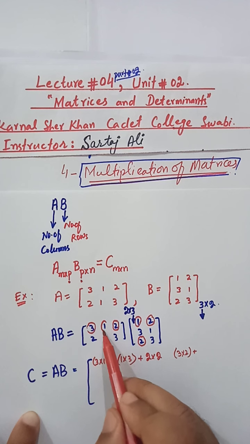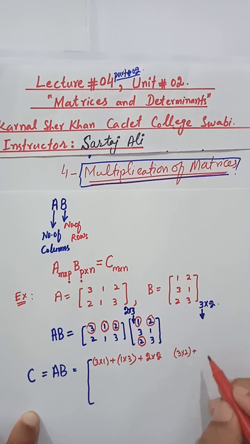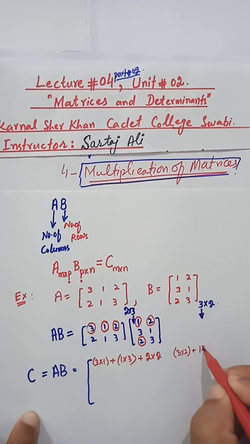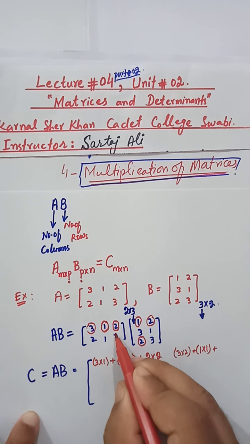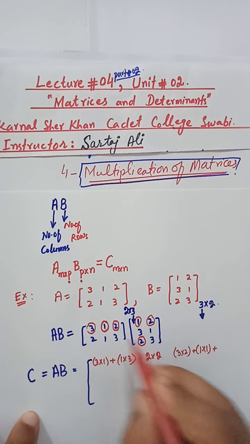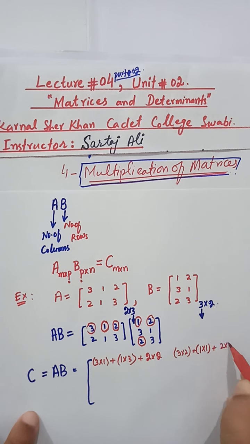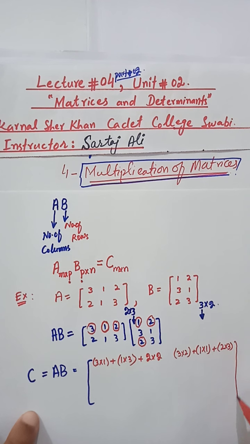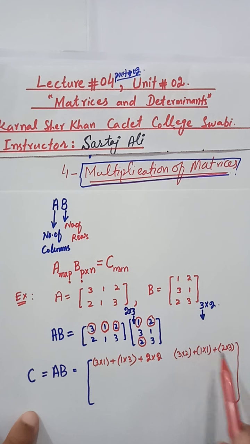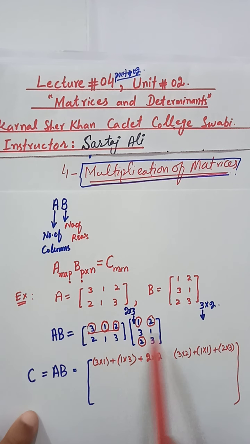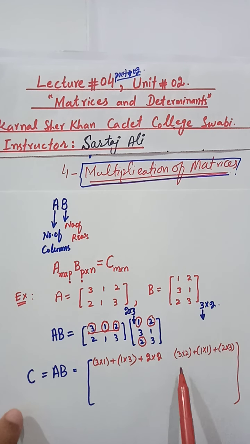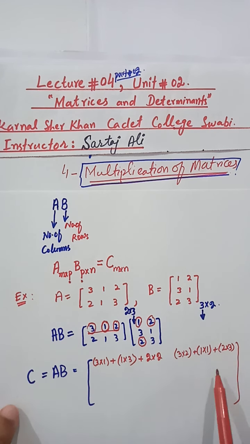The second element of the first row will be multiplied with the second element of the second column. Then the third element of the first row will be multiplied with the third element of the second column. So 3 multiplied with 2, and from this addition you get a single number. The position of that single number, which is the element of matrix C, must be first row and second column because you are multiplying the first row with the second column. So you see that this lies in the first row and second column.